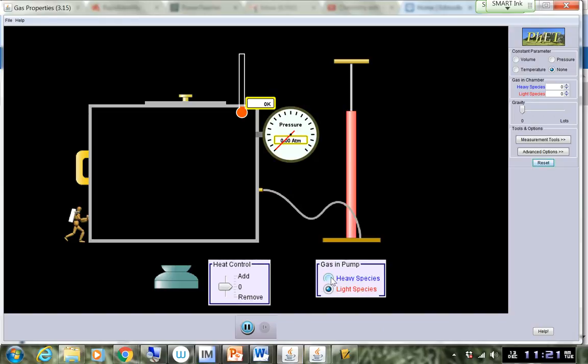Today we're going to talk about the concept of Dalton's Law of partial pressures. And so to start us off, I want to just look at a little simulation.